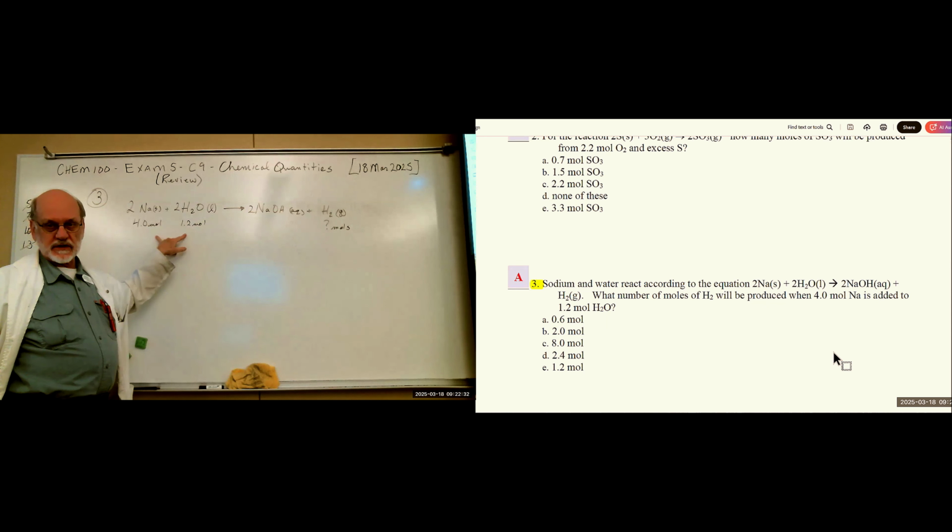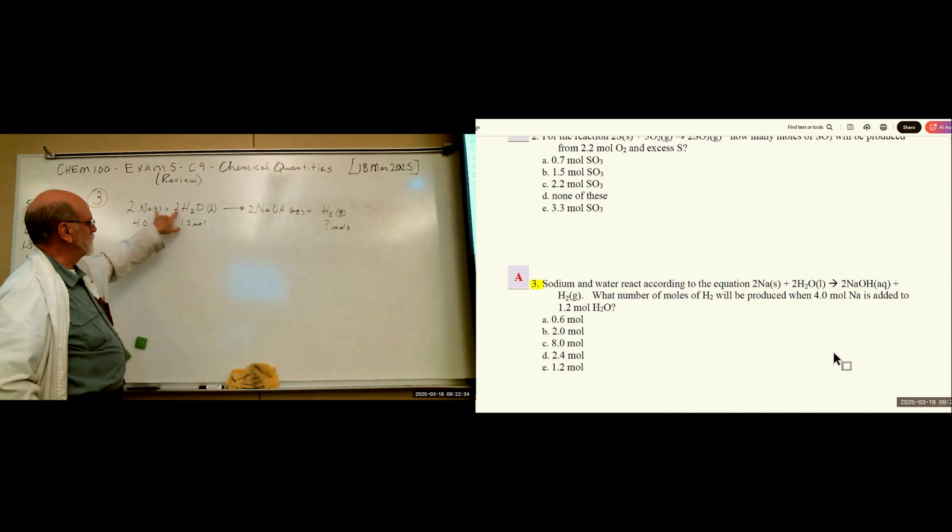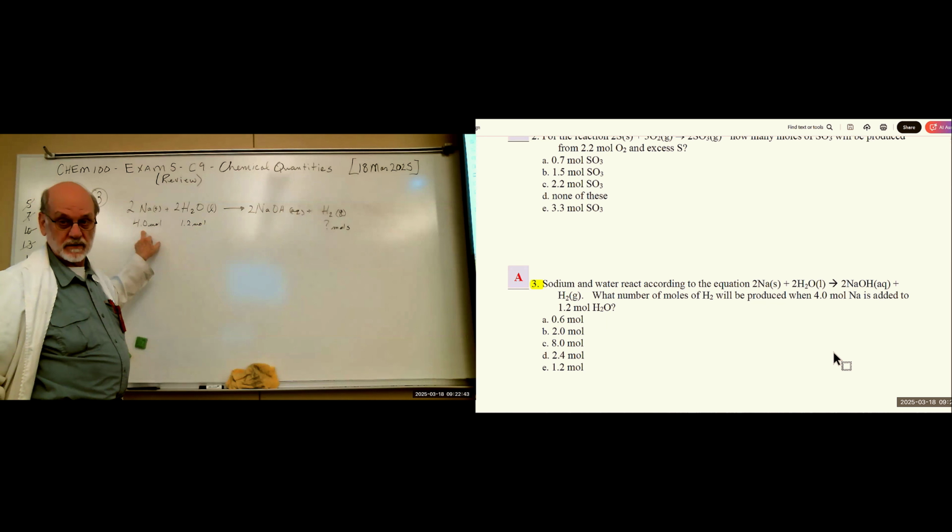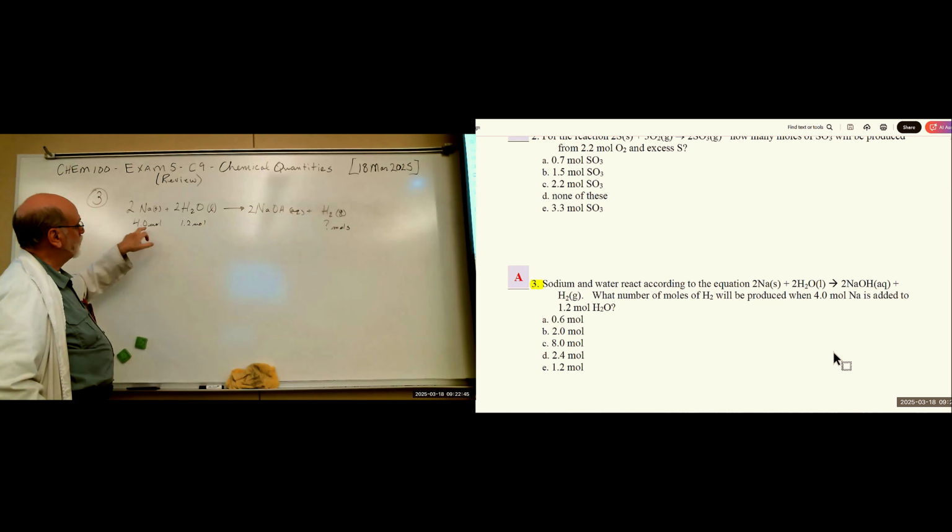There are 2 ways to approach this. We can look at the ratio 2 to 2 or 1 to 1. So that means for every 1.2 moles of water, we need 1.2 moles of sodium, which means 1.2 moles subtracted from 4 is 2.8 moles of sodium left over. So this is excess, and this one is limiting. That's one way to do it.